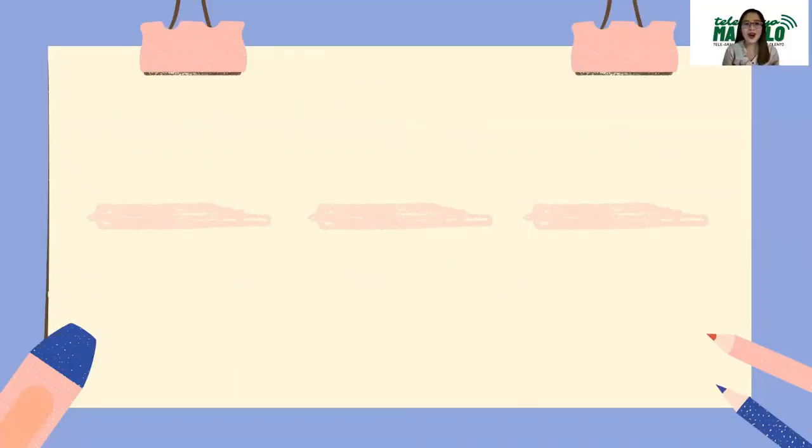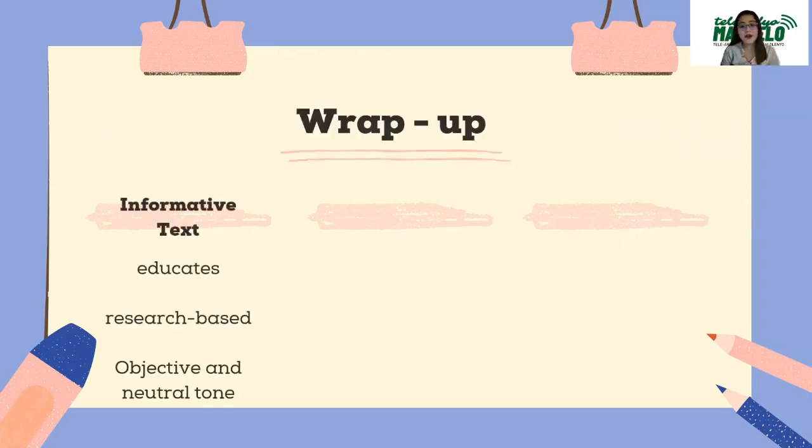So those are the informative, persuasive, and argumentative texts. Before we proceed with our activities for today, let us first have a wrap-up of our discussion for today. So let's start with informative text. Remember, informative text educates by providing research-based information, and it is objective in nature and it has a neutral tone.